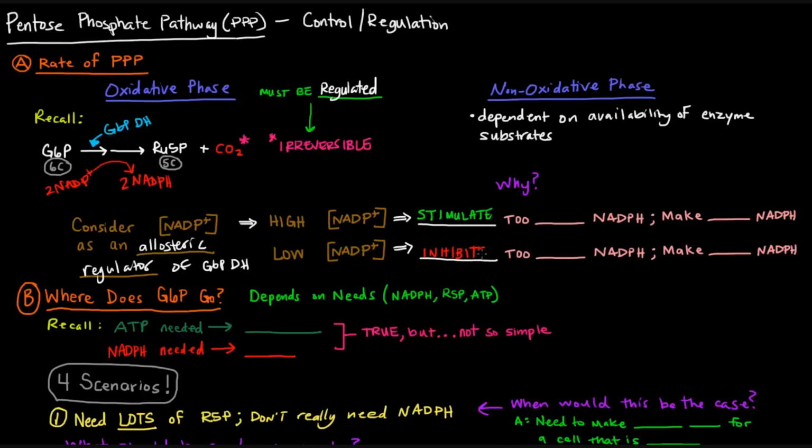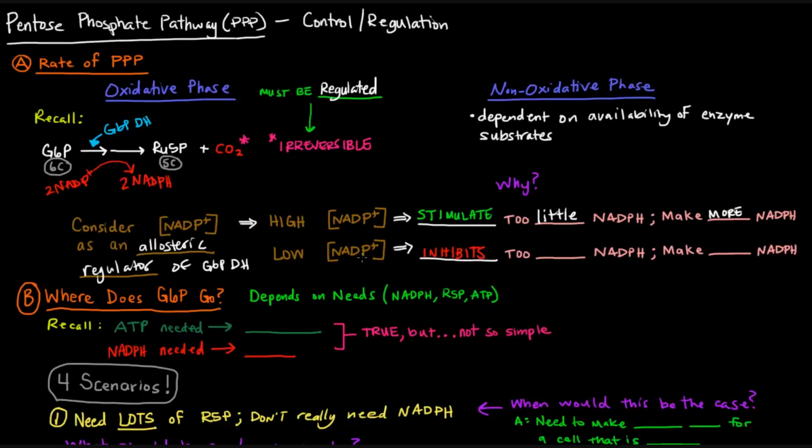Okay, why does that make any sort of sense? Okay, so G6P dehydrogenase, one of the resulting products is NADPH. So if there's a lot of NADP+ around, that means that we have too little NADPH, right? Most of it is NADP+ and not the reduced form NADPH. So if there's too little NADPH around, we want to make more NADPH, which means you'd want to stimulate or activate this enzyme that creates it.